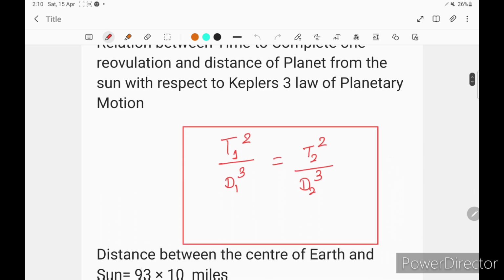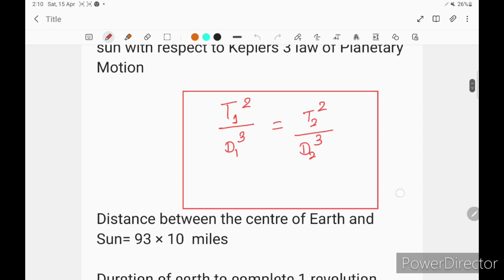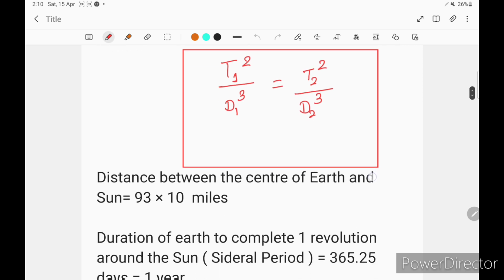The formula is, you have to remember this formula: T1 squared upon T2 squared is equal to D1 cubed upon D2 cubed. Now we know that the distance between the center of the Earth and the Sun is 93 into 10 raised to 6 miles. So you have to remember this thing also.